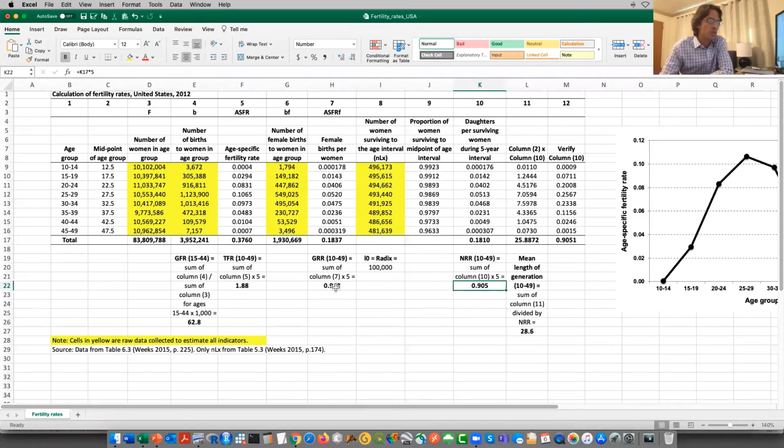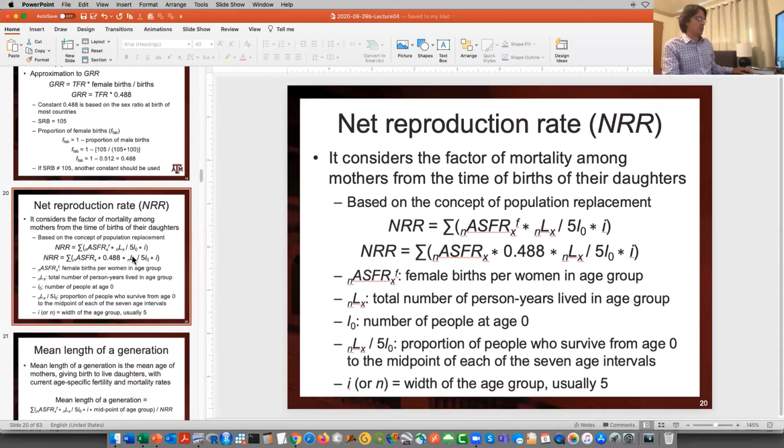So this one here is also considering only daughters, this one as well, but this one does not take into account mortality of women, and this one takes into account mortality of women, so considers only surviving women. Only 99.2, 99.1, 99.9 surviving women into each one of these age groups. Right? So I'm just applying the same formulas as we saw here.